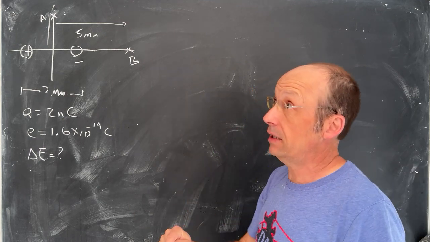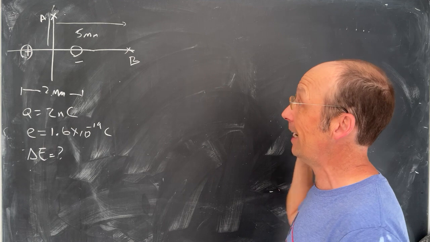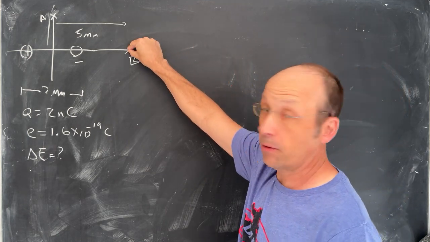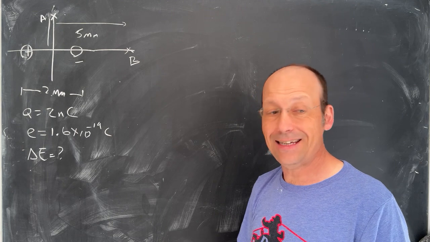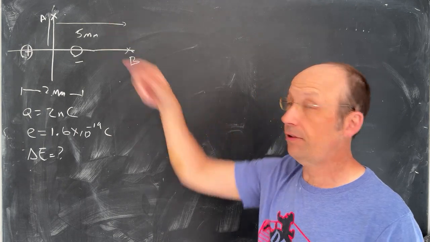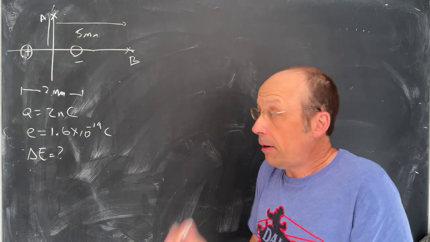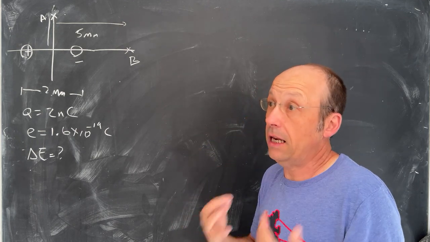So the question says, if I wanted to bring an electron from infinity to right there, point B, how much energy would that take to do? And then do the same thing for point A. So let's do point B first. Okay, so we're talking about the change in energy to move an electron.